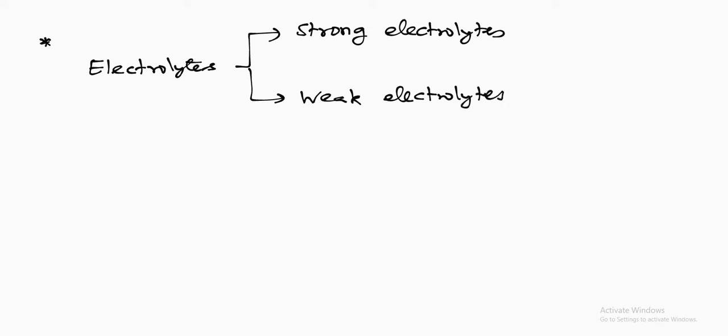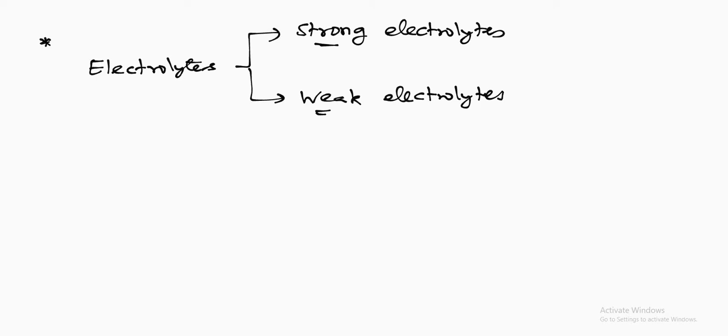Take two: strong electrolytes, weak electrolytes. What are strong electrolytes, students? In what sense are we saying that some electrolyte is strong and some electrolyte is weak? This strong or weak doesn't mean that the compound is strong or the compound is weak. No, it's not like that.